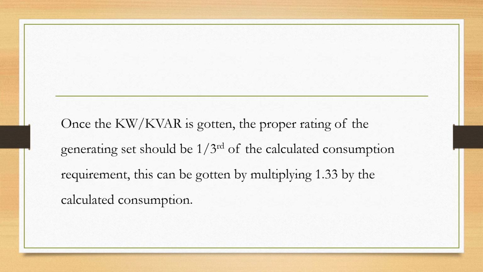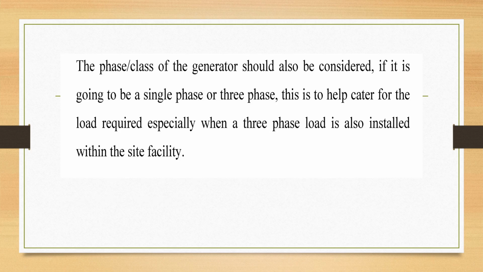So with that KVA, you are sure you have gotten a value. Once you have gotten that KVA rating, I told you initially that you are going to use one third of the calculated load consumption. So one third times 100 is 1.33. So 1.33 times the total calculated consumption, you will get a value. That value will now be your rated capacity.